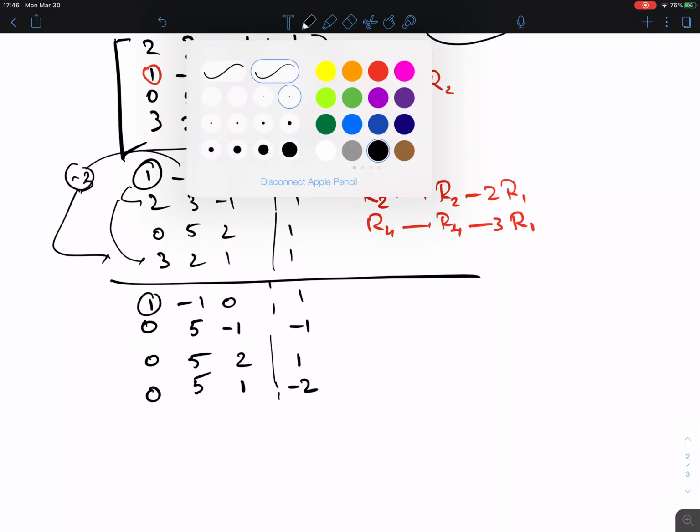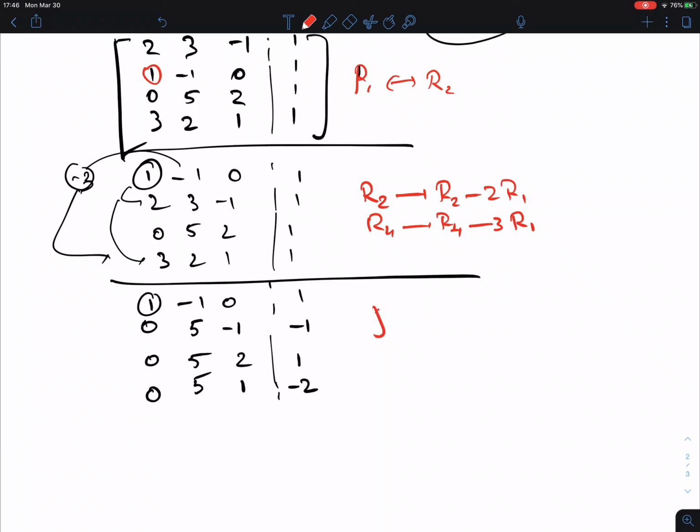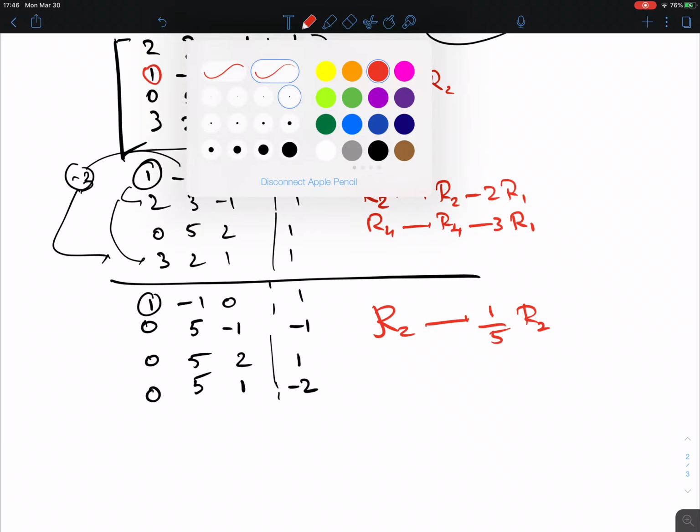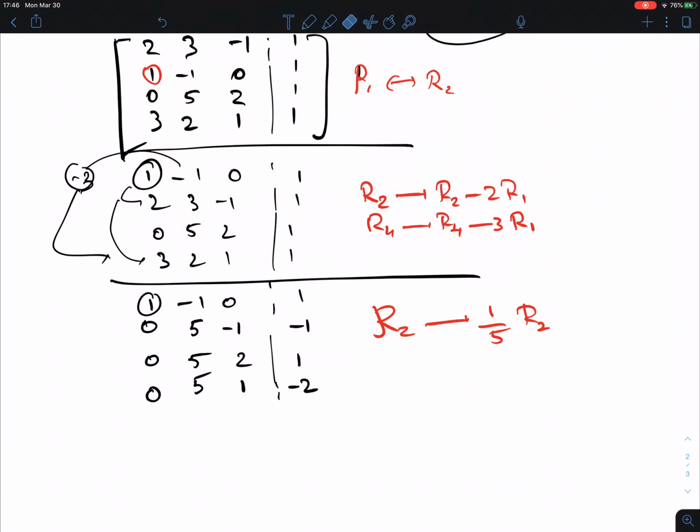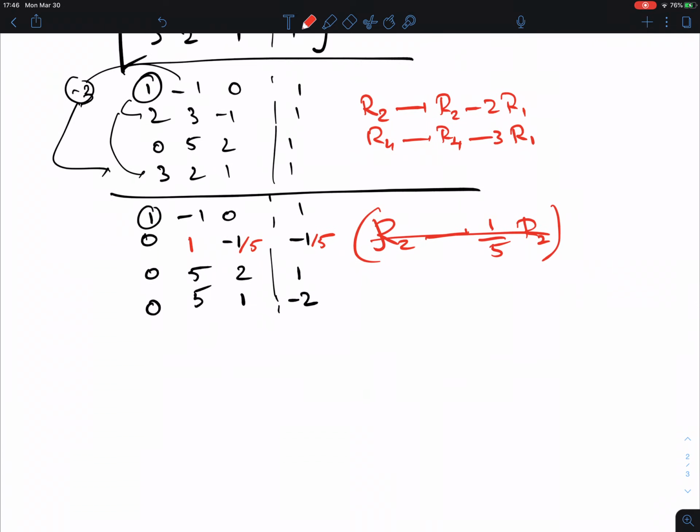Row 2, I mean. So I replace row 2 by 1/5 of row 2. Allow me to do this on my thing here again. So this will be that would be 1. This would be minus 1/5 and minus 1/5. Okay, I've done this row operation now. This is now my pivot, and for that I'm going to make these guys 0 by the row operations. Row 3, replace that by row 3 minus 5 times row 2, and row 4 the same.